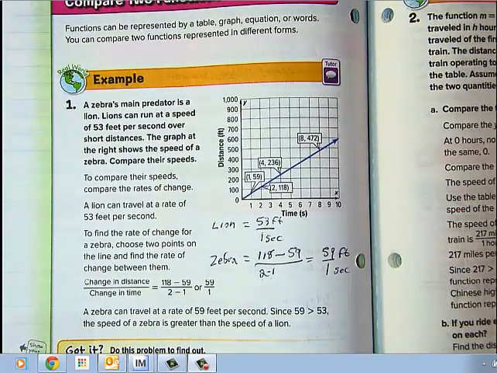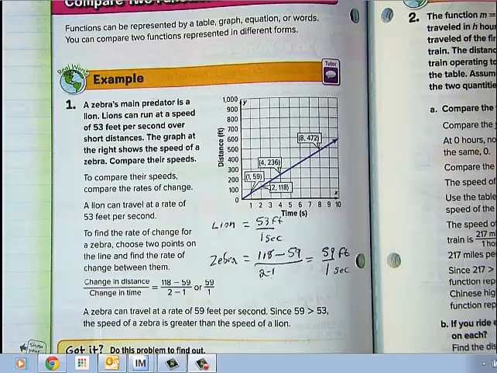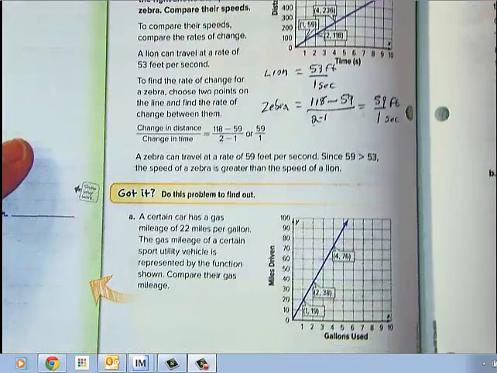So when it's asking which one's faster, we can clearly see that the zebra is faster, but only by a little bit, which is why probably the slower ones get eaten.